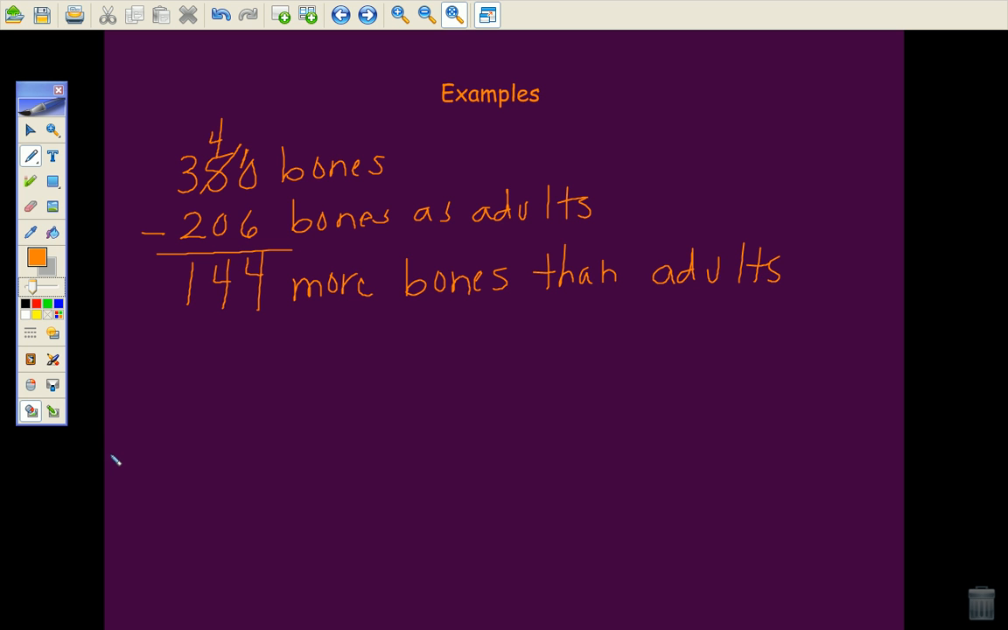You wouldn't think of it that way. You would think that adults had more because they're bigger body, but like I said, they fuse together. So that's a little bit of science for you.